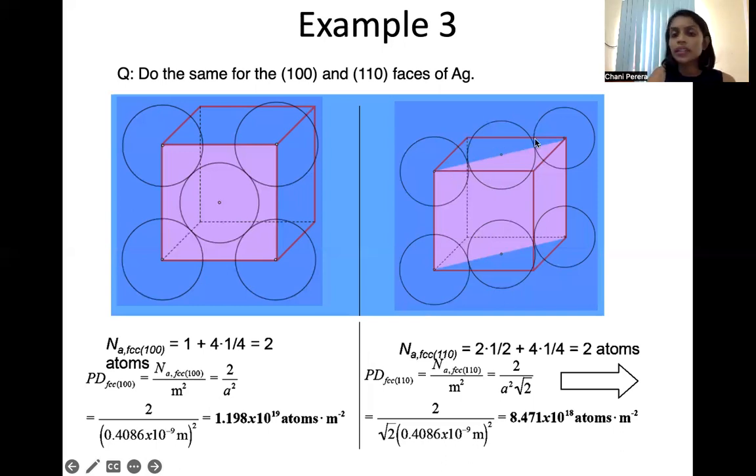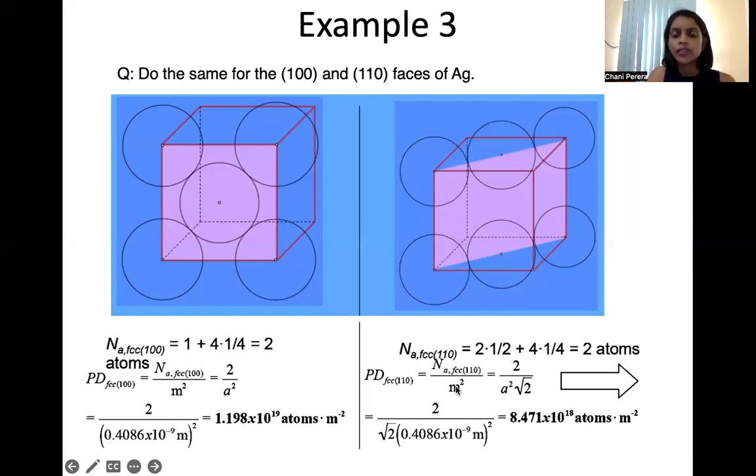Now let's take this one. Here we have to find how many atoms there are in the FCC 110 plane. We have half an atom here, half an atom here, and then 1/4 of an atom in each corner. So if you calculate the total number of atoms, there will be 2 half atoms and 4 quarter atoms. So altogether there will be 2 atoms in the 110 plane for the FCC silver.